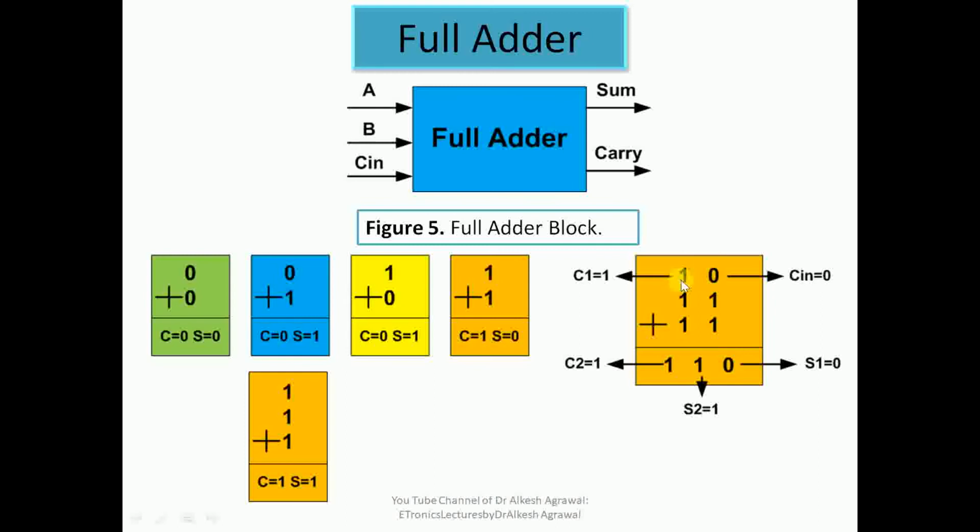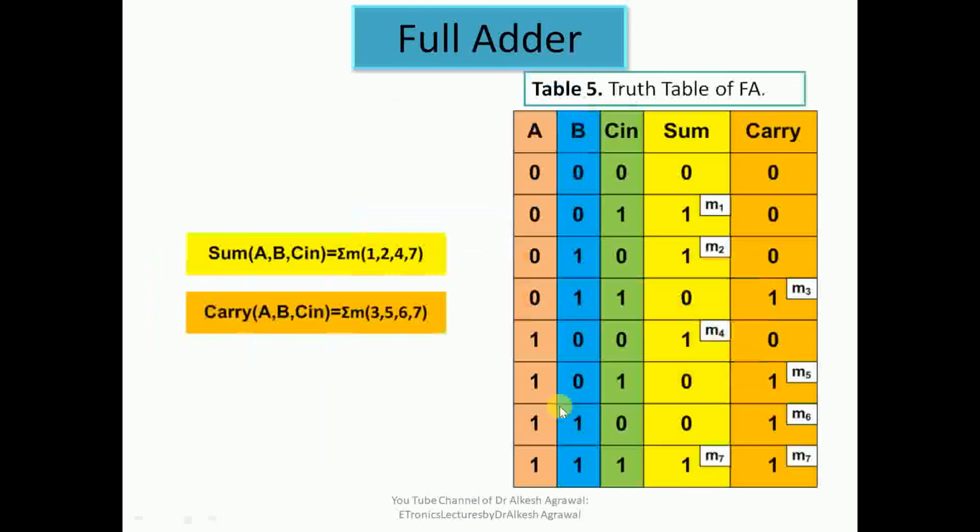So we have carry propagated from the previous stage. We have bit A as 1, bit B is 1. So when we add these three ones, we get second stage sum as 1, and the final carry out is 1. So when we add, what we get finally is 1, 1 and 0. So this is how a full adder works.